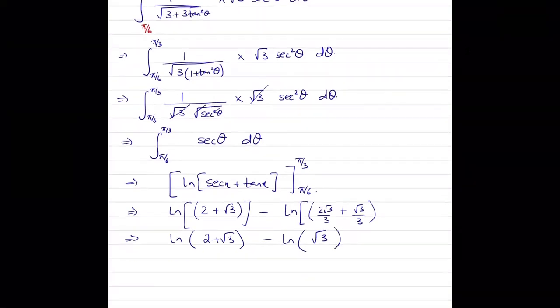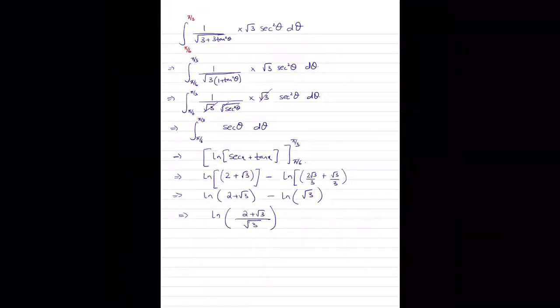Now, whenever you have two logs having the same base and are being subtracted, you can express them as a single log by writing 2 plus root 3 in the numerator and 2 root 3 upon 3 in the denominator. Is this making sense? This is the final answer. Yeah? Is it making sense now? Yes.